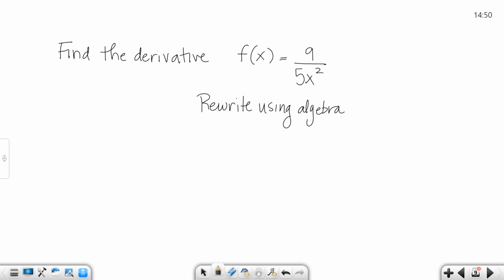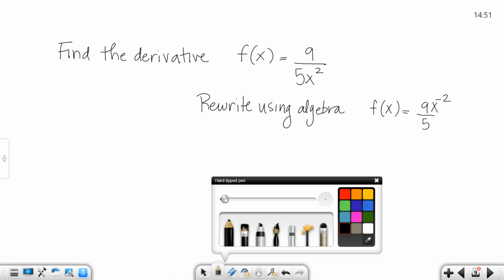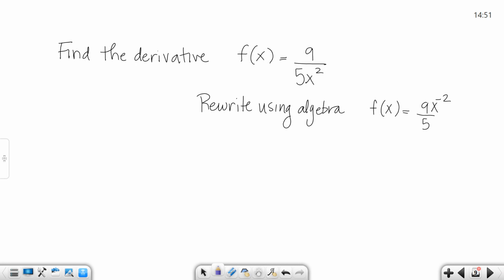If you rewrite it using algebra, you can say that I have a 9/5 coefficient. Okay, so that's out front, we see that. But I can write that x in the top using negative exponents. So an x squared in the bottom would be an x to the -2 in the top. A negative exponent says you can move it across the division bar. Now that's the algebra part. Now we can actually use this function to do the calculus.